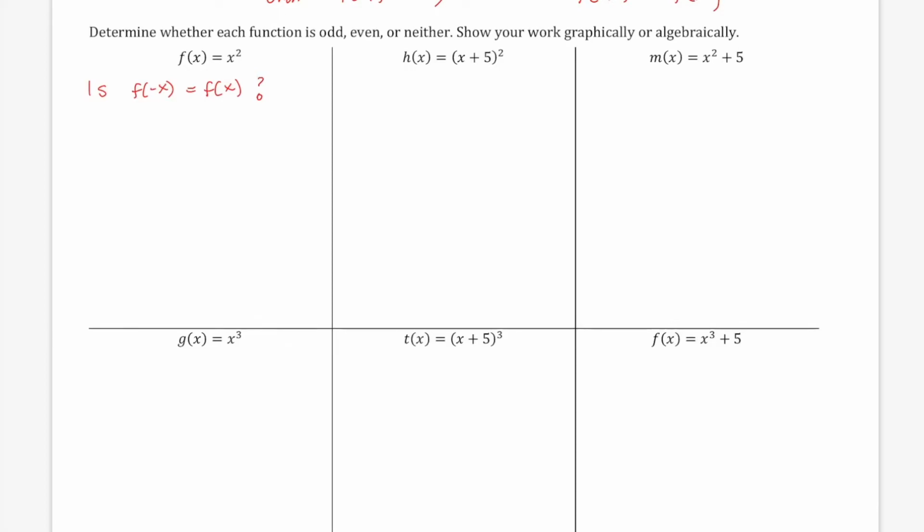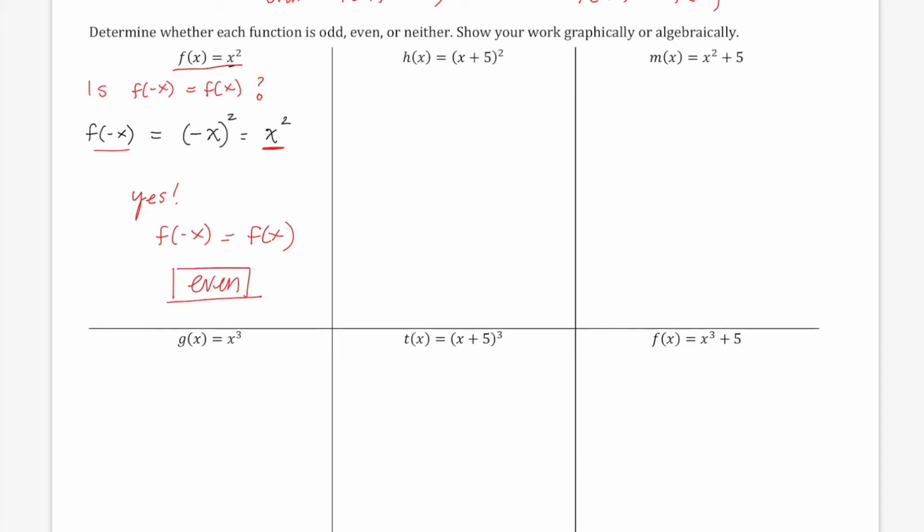So we know what f of x is. We got to find f of negative x. And we do that by replacing wherever the x's are with just its opposite, which is negative x. So negative x squared, that's negative x times negative x, which is positive x squared. So then, answering that first question, is f of negative x, which is x squared, equal to the original f of x? In this case, the answer is yes. Since f of negative x is equal to f of x, this is an even function.